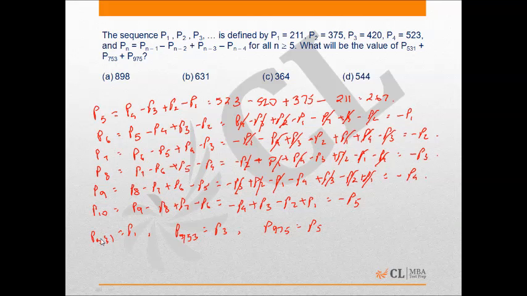So adding P of 531 plus P of 753 plus P of 975 is P1 plus P3 plus P5. Now P1 is 211, plus P3, which is 420, and plus P5 is 267. So add this: that's 400, 600, 800, 860, 880, 890, so that's 898. Hence the answer is option A.